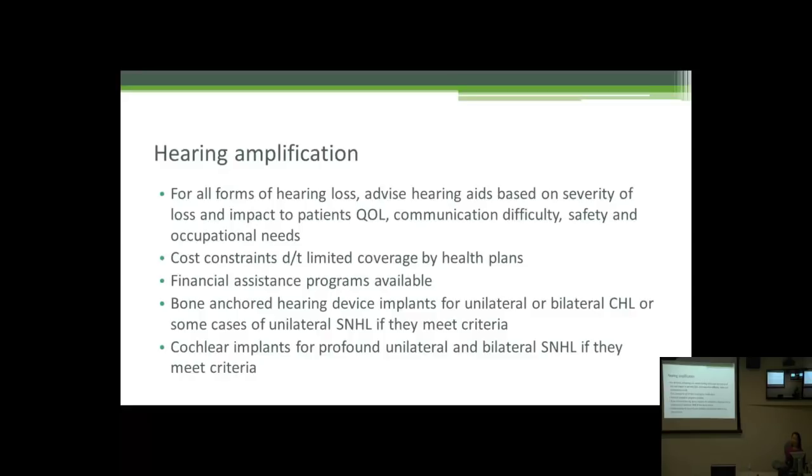And hearing aids can cost thousands of dollars. So it's not a small thing. It's a huge cost-benefit ratio for the patients. And most patients try to put it off until it's really, really impossible to live without any hearing amplification.